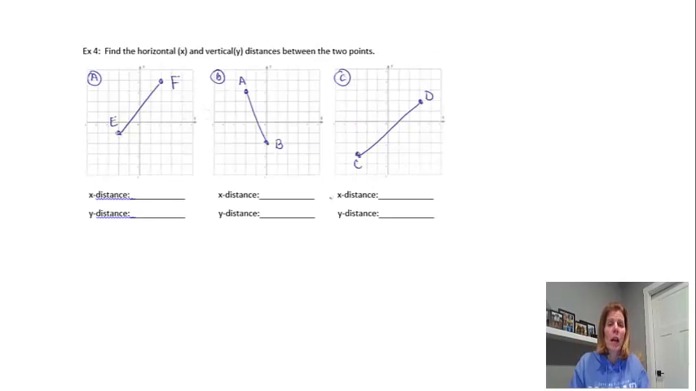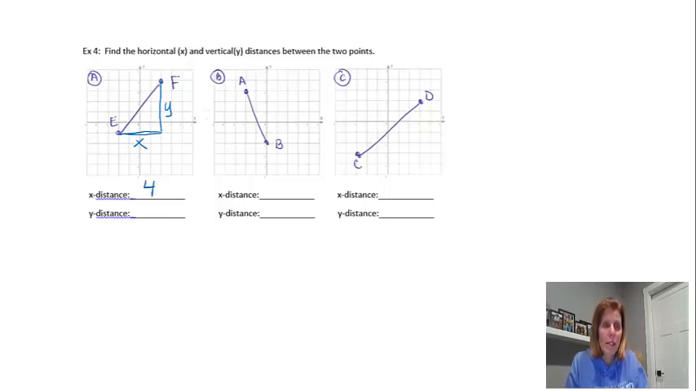Okay, so now we're just going to do a couple more examples, and then I will do a few, and then I'll have you do a few. So we're going to find the horizontal x and vertical y distances between the 2 points. Once again, we are going to draw a right triangle connecting the 2 points. So this will be our x distance, and this will be our y distance. And then from here, it's basically just counting again. So if I start at E, I'll go over 1, 2, 3, 4 places. So my x distance is 4.